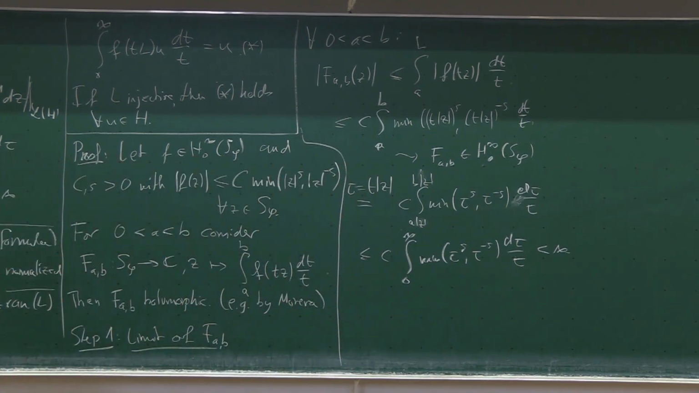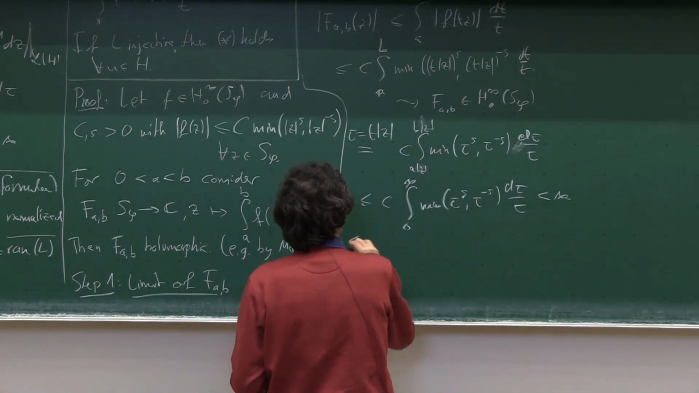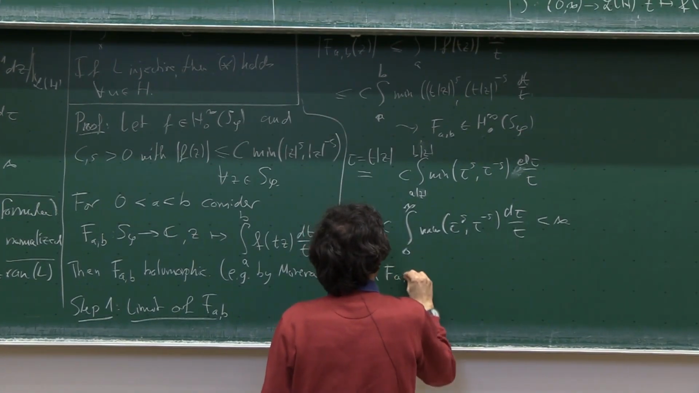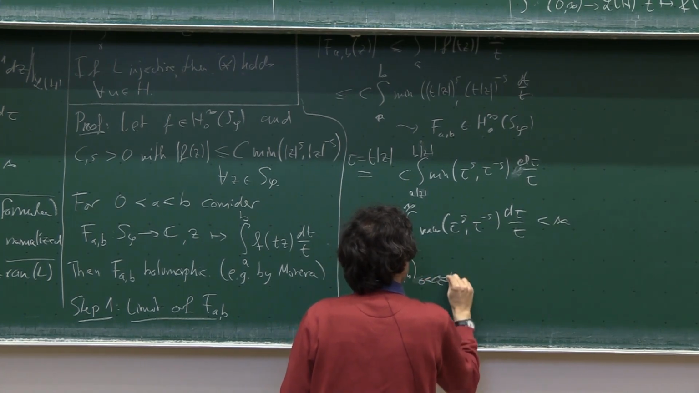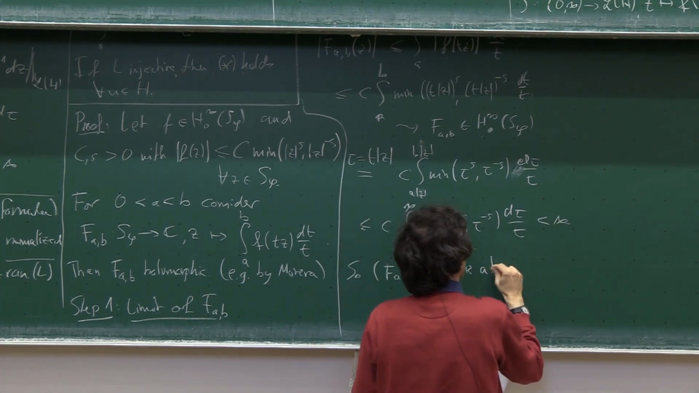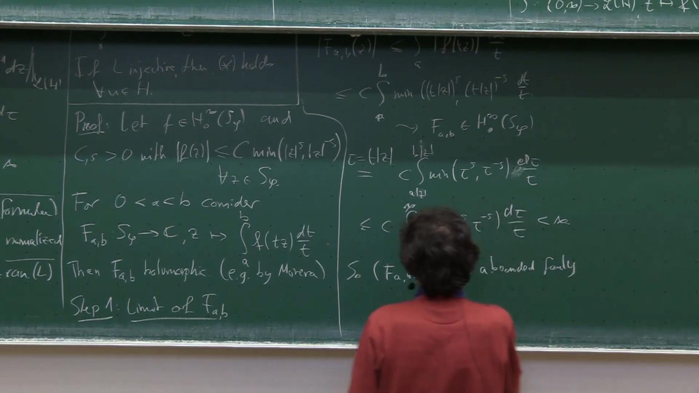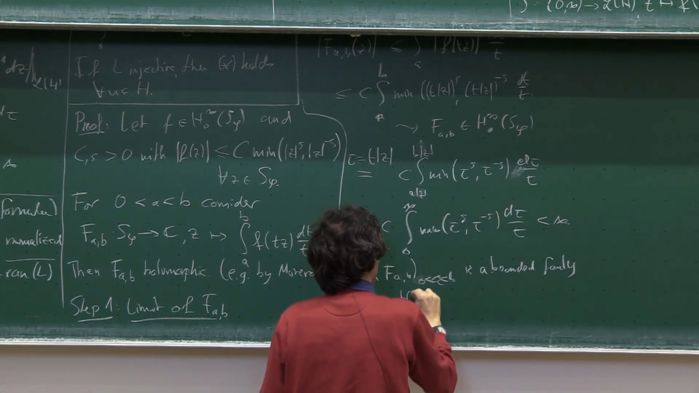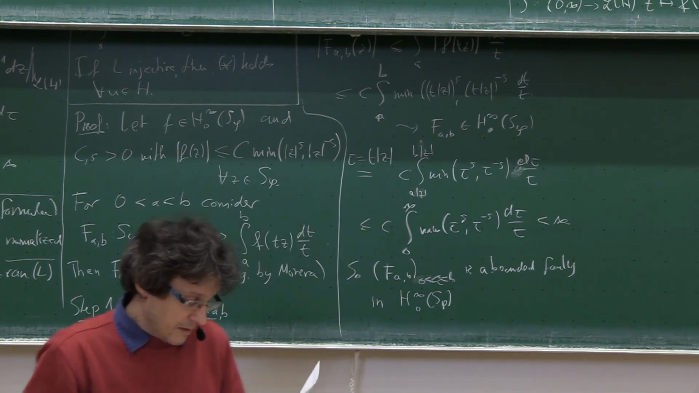So this is a set of bounded functions. These functions F a b form a bounded set of functions in H0 infinity. So this is what we take from here. This family F a b for 0 less than a less than b is a bounded family in H0 infinity.